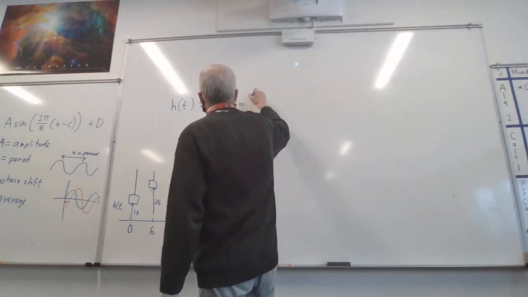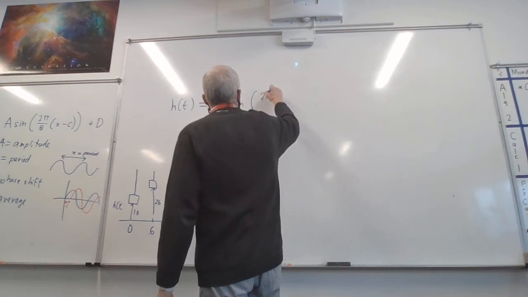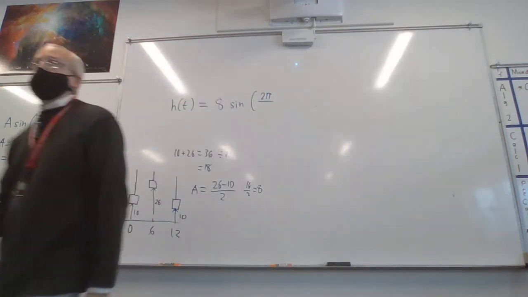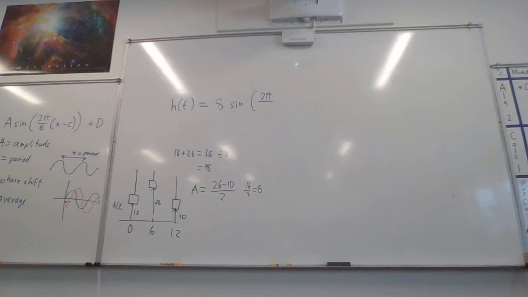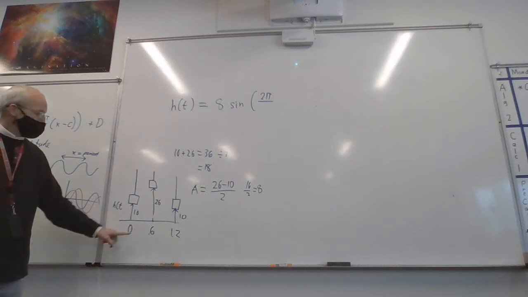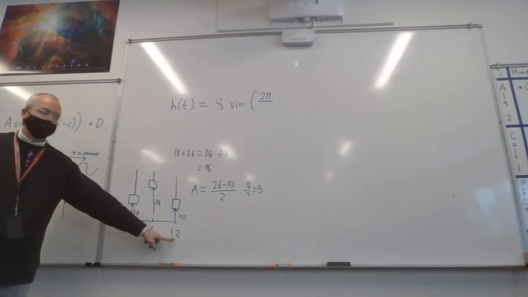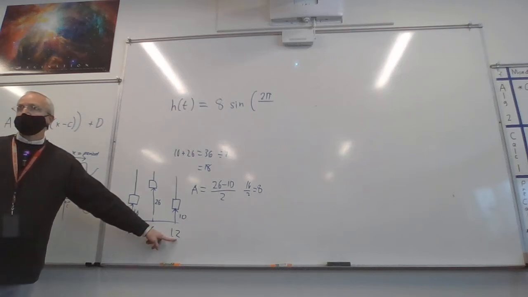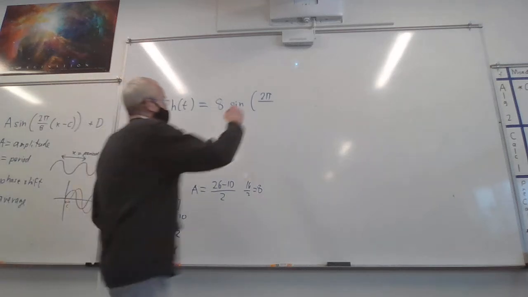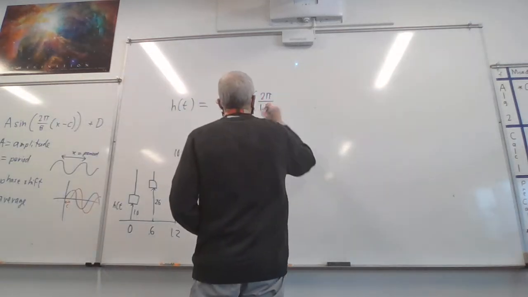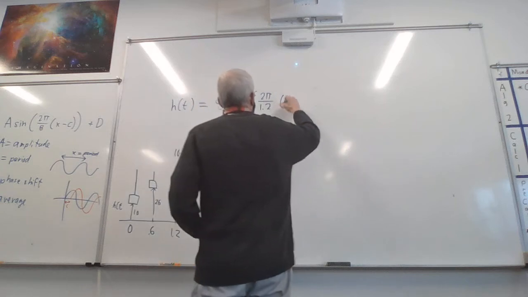8 sine 2 pi. What's the period? How many seconds for a full cycle? If we look at our picture, 0.6 is up, and a full cycle is back to the start, so 1.2, right? A full cycle is 1.2, so put 1.2 in the bottom. And then we go time.